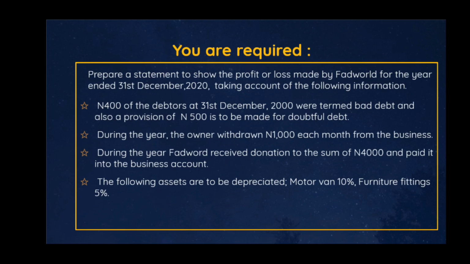The second adjustment, during the year, the owner withdrew 1,000 naira each month from the business. The third adjustment, during the year, Fadwa received a donation of the sum of 4,000 naira and paid it into the business account. The last adjustment is that the following assets are to be depreciated: motor van 10%, furniture and fitting 5%. You can take down the questions before we begin the solution.